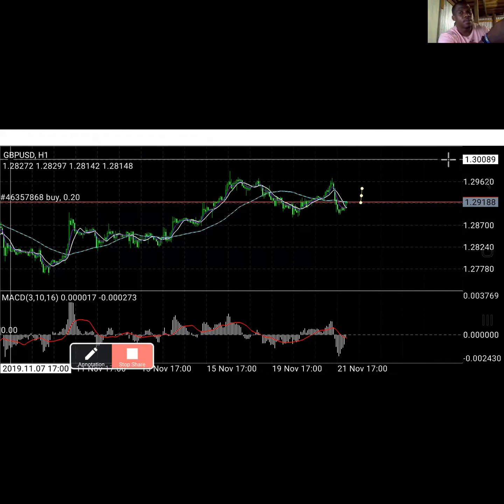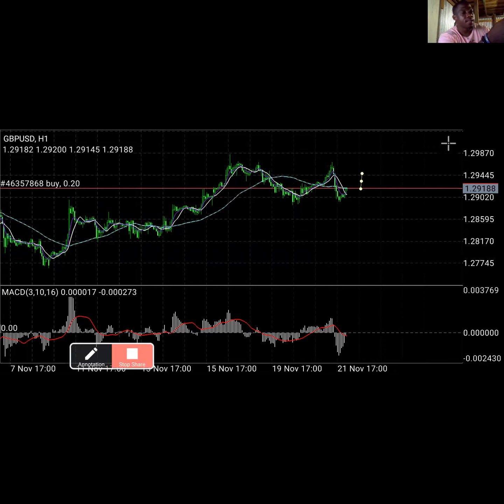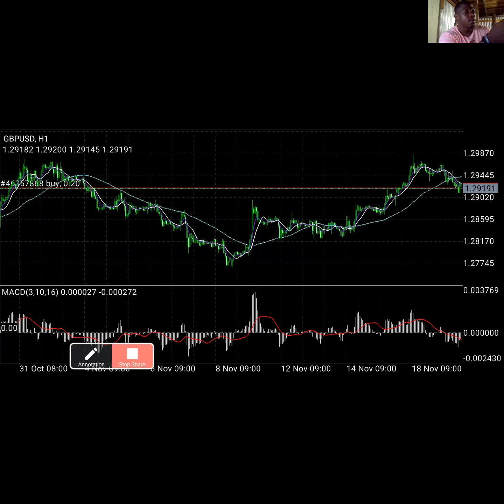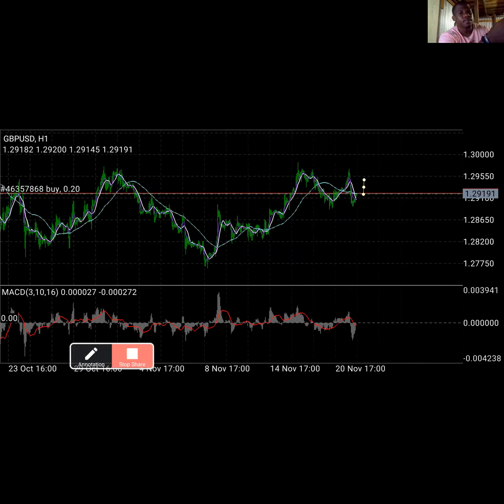So landscape mode, you could get a broader view of things, depending on how you like to view your charts. And you get a nice broad view. Now I can just go back.